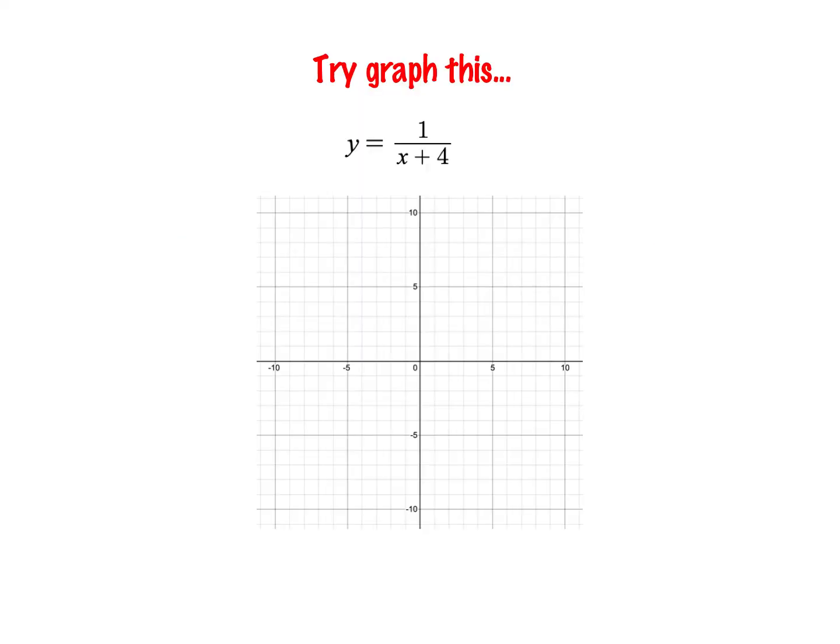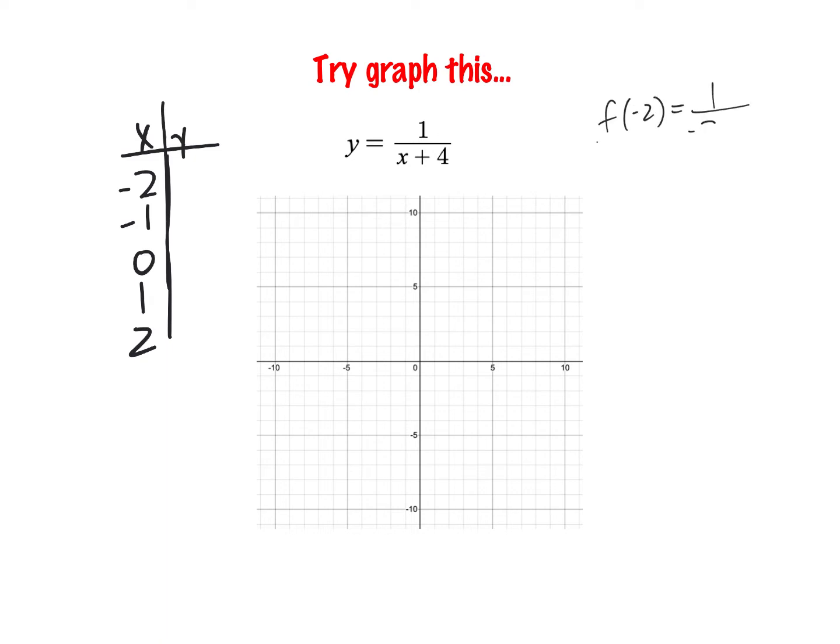So the last one we're going to do today is an exploration that's going to lead us into the topic for tomorrow. So we have a rational expression, y is equal to 1 over x plus 4. I'm going to get my xy grid out and make a table, using the points -2, -1, 0, 1, and 2, just like I did before, but evaluating them in this new function. So f of -2 is 1 over -2 plus 4, which is 1 over 2, so 1 half.